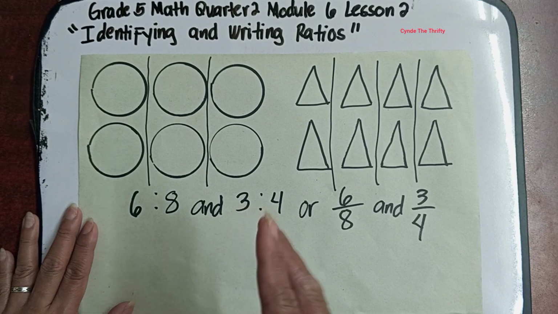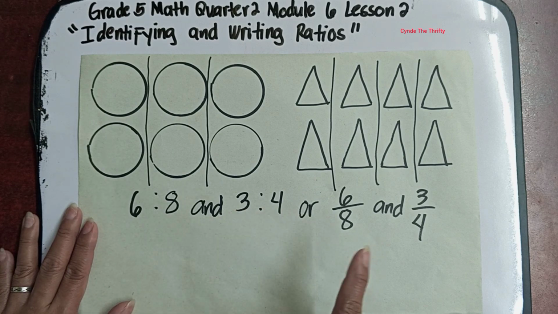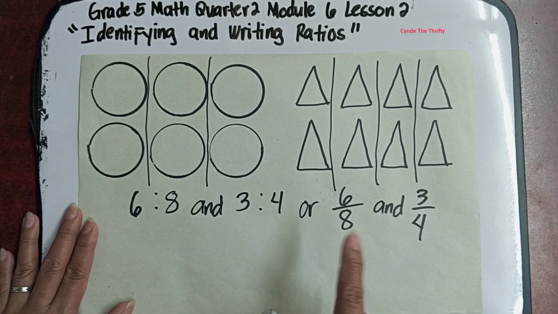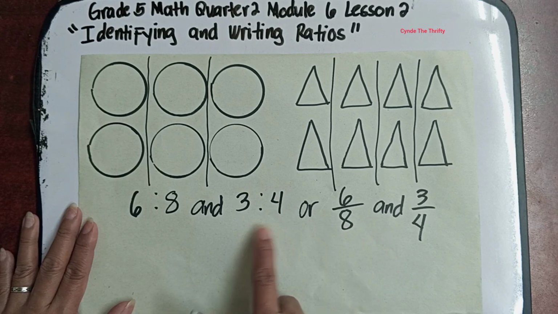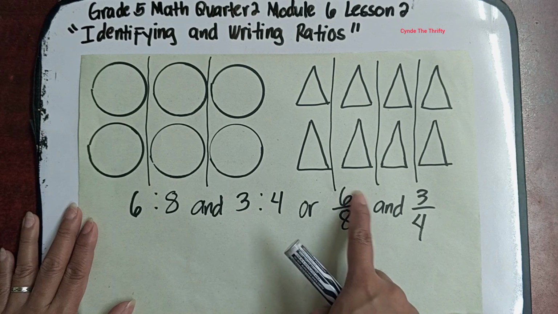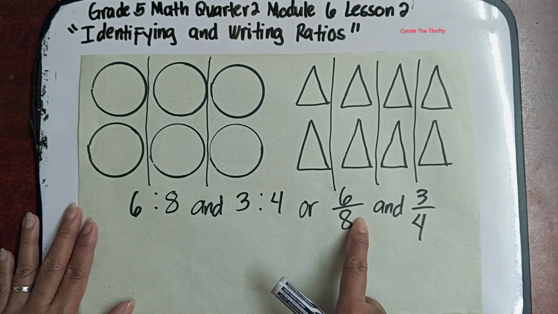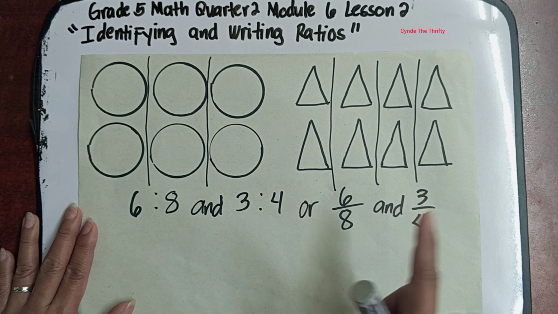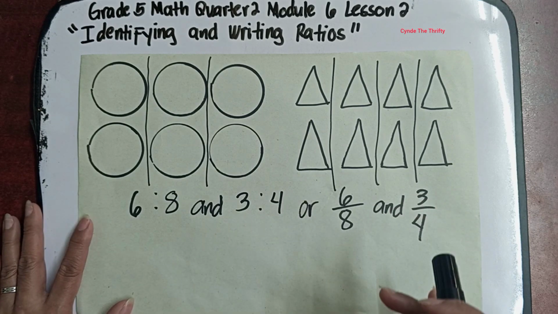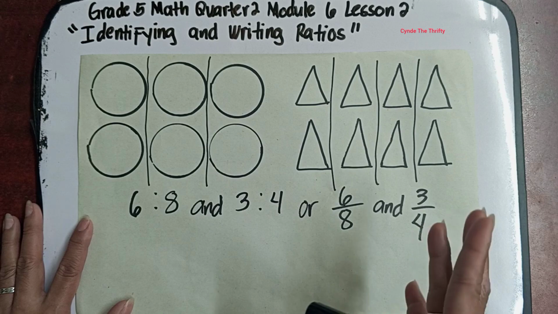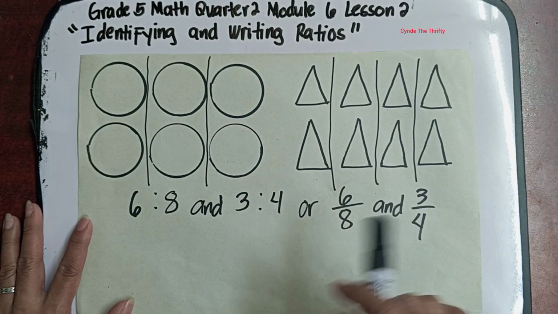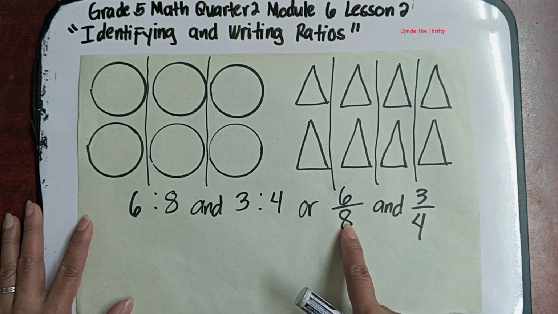Okay? So, you can reduce the ratios to lowest term by dividing both terms of each ratio by their GCF or greatest common factor. So, ma-reduce natin ito into lowest term sa pamamagitan ng pag-divide natin sa kanilang greatest common factor or GCF. Kung hindi nyo alam kung paano kukunin ang GCF or greatest common factor, meron tayong separate na video para dyan para maintindihan nyo kung paano ba natin i-reduce itong ating ratio or ang ating fraction.